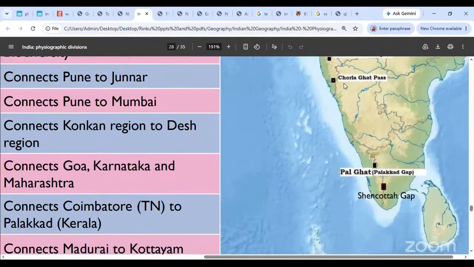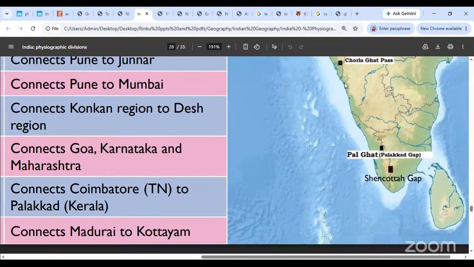And then you come to Chorla Ghat. This is your Goa connection. This connects Goa, Karnataka, Maharashtra. It is that connection. Okay, come downwards, you go to Palakkad.